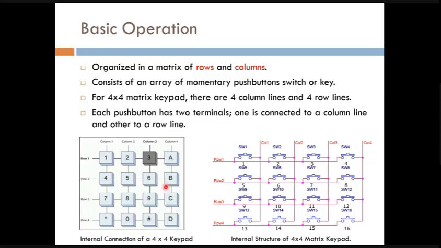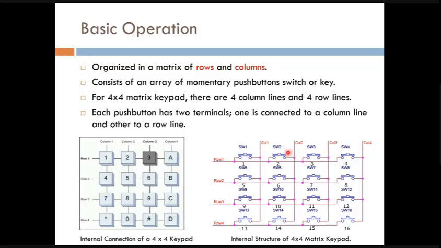And these two figures here, the first one would be the internal connection of a 4x4 keypad. We have 4 columns, 1, 2, 3, 4, and then we have 4 rows. So that's why we call it 4x4. And if you refer to the next figure, this is the internal structure, what is composed inside the keypad. Basically, it contains multiple push buttons. So the arrangement you can see here.